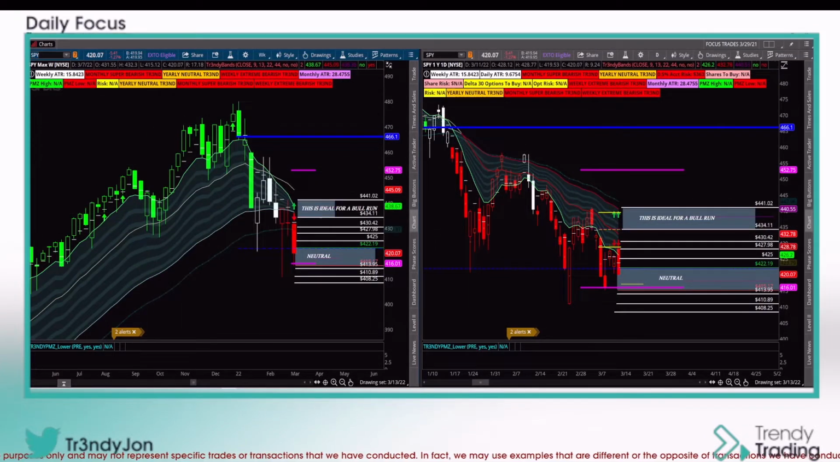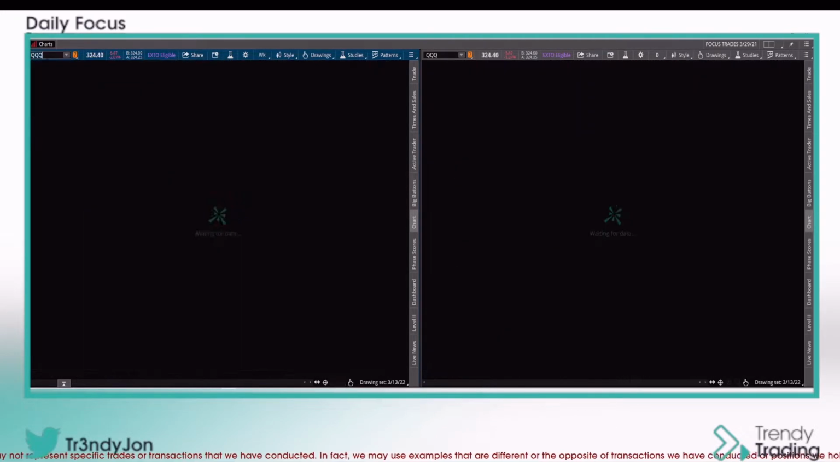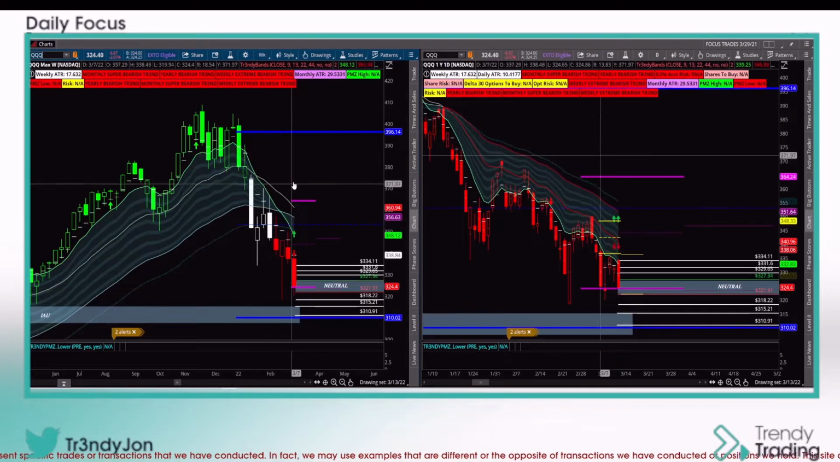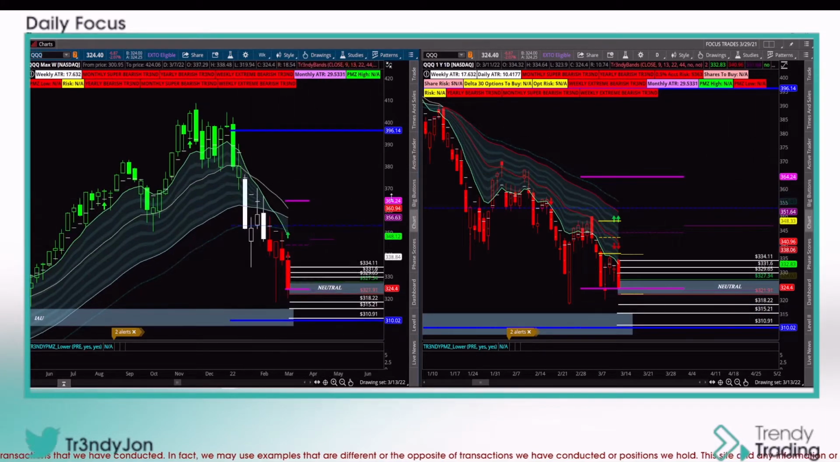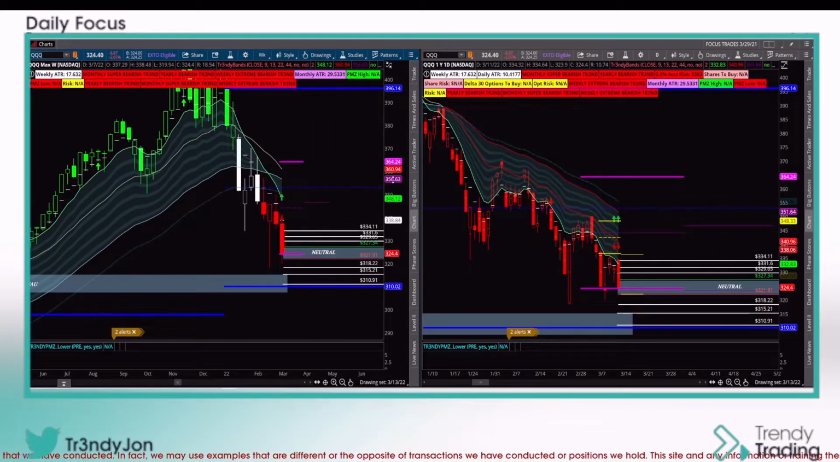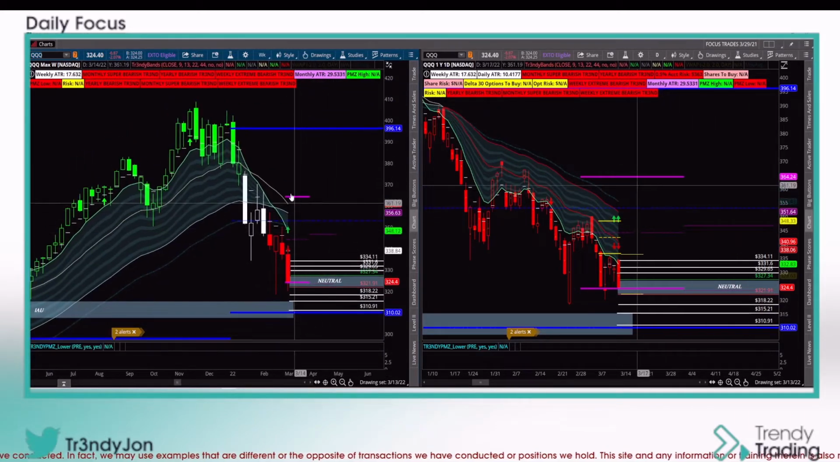All right, so I probably won't go over DIA and IWM. There's really no reason to. It's the same thing that's going on with all four of these charts. But I do want to go over the Qs because the SPY and the Qs are really the most traded, I think, here in the room.